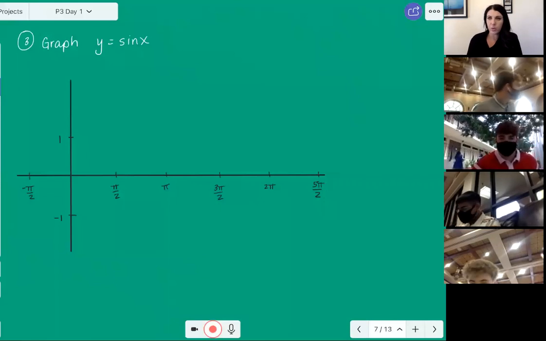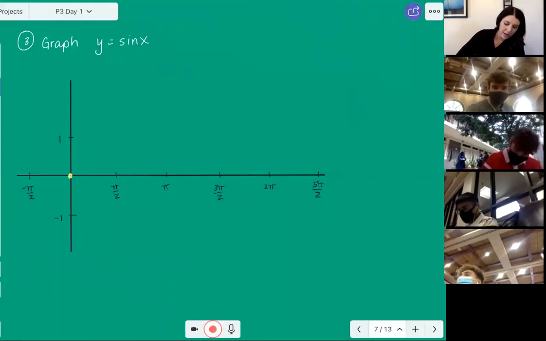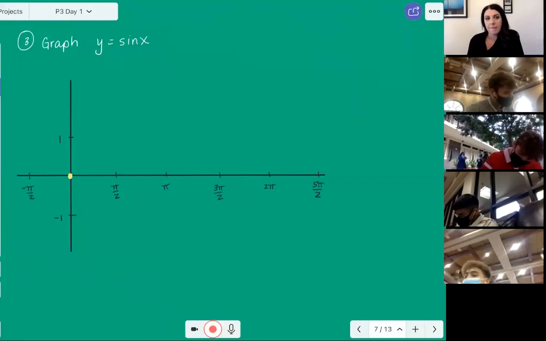Elijah, let's start with you. So what's sine of 0 if we start at 0? It would just be 0. You are exactly right. How about sine of pi over 2, Elijah? 1. Yep, great. How about sine of pi?